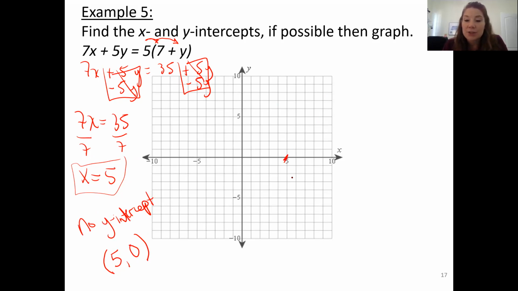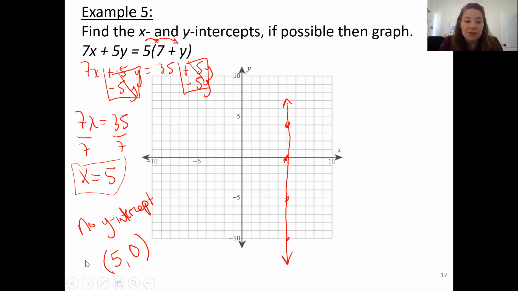And then since there is no y value, that means that x is always 5. So at this point, x would be 5, 4. At this point, x would be 5, negative 5. At this point, x would be 5, negative 10. In other words, we're going to get a vertical line when there's no y-intercept.